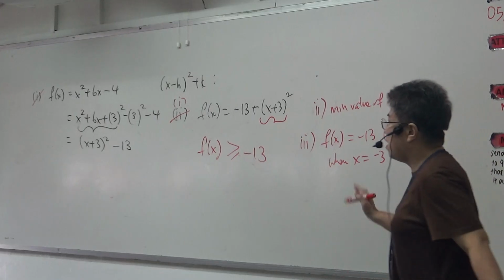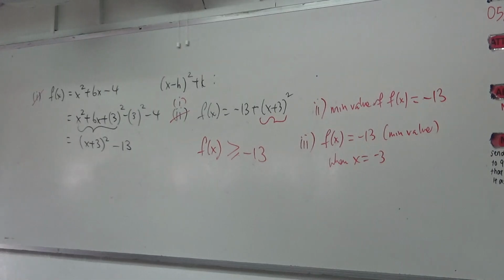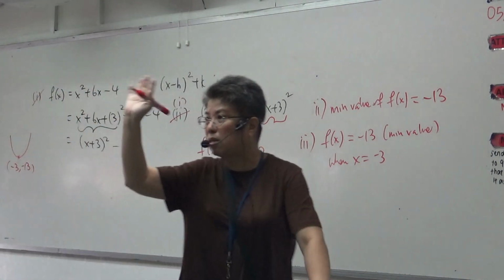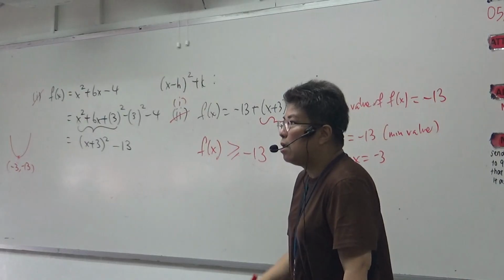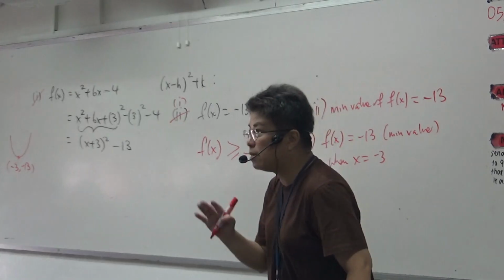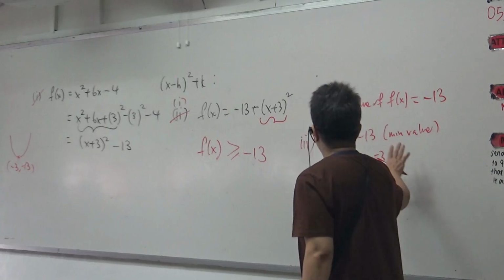Okay. Now, if I want to relate it to the graph method, can you tell me this graph is what shape? U or N? U, okay. Then this is the minimum point, right? What's the coordinate of the minimum point from there? Negative 3, negative 13. So it's the same. Then people will ask me, can I use the graph method in the completing-the-square method and vice versa? The answer is yes. It's just maths. Everybody clear?